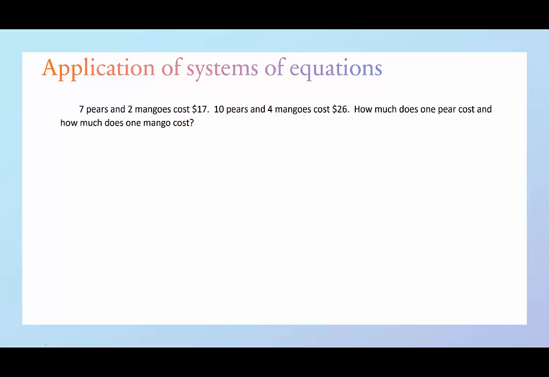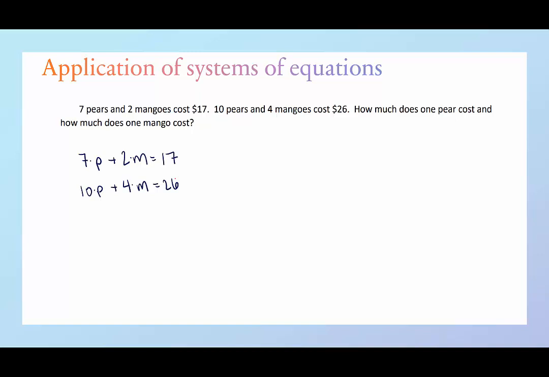So based on the first two sentences, we're going to set up two equations. I'm going to use P for pear, and I'm going to use M to represent the cost of a mango. Based on this first sentence, we're told that 7 times the cost of a pear plus 2 times the cost of a mango equals $17. In the second sentence, we're told 10 pears, that's 10 times the cost of a pear, plus 4 times the cost of a mango is equal to $26. And then we want to figure out the cost of just 1 pear and 1 mango.